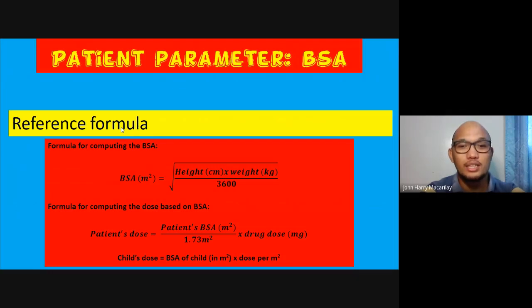And then for the computation of the dose using the BSA, we have two formulas. Patient's dose equals patient's BSA over 1.73 meters squared times the drug dose in milligrams. Child's dose is equivalent to the BSA of the child times the dose per meter squared. Let's discuss some examples of calculations based on BSA, body surface area.